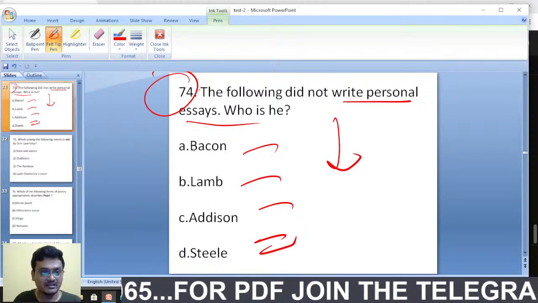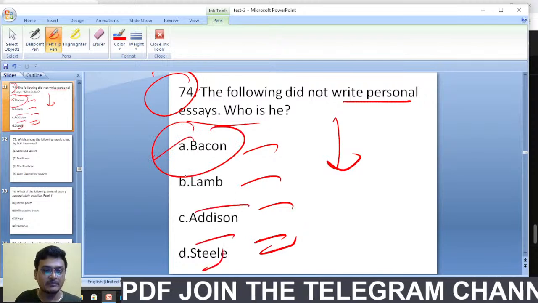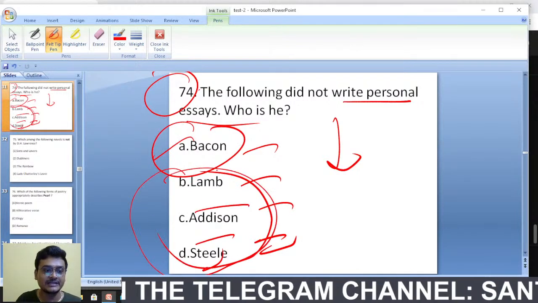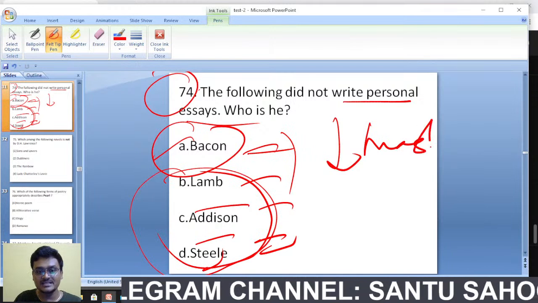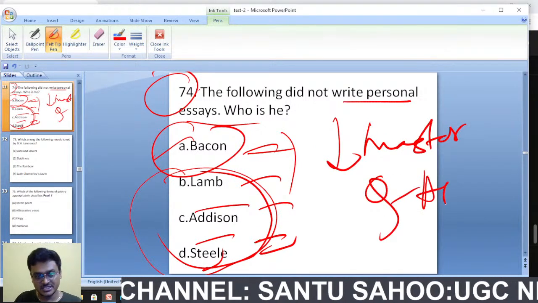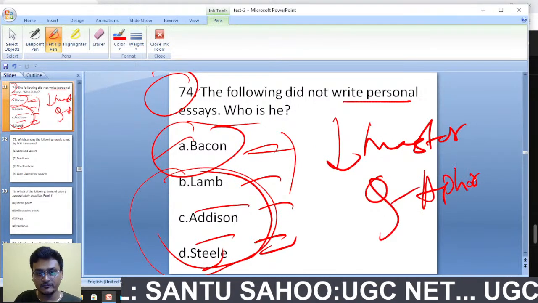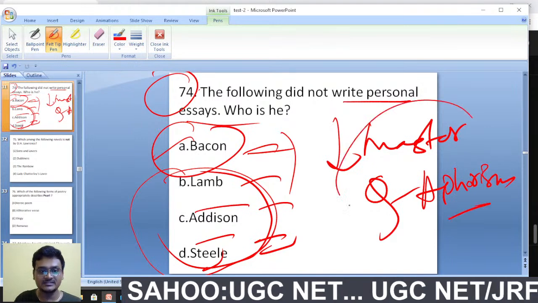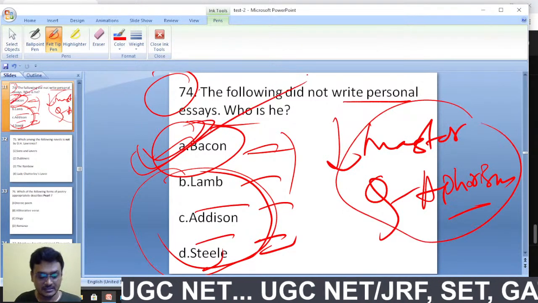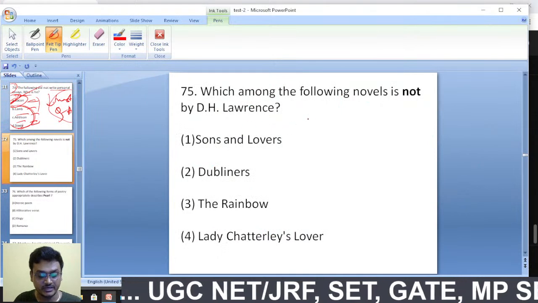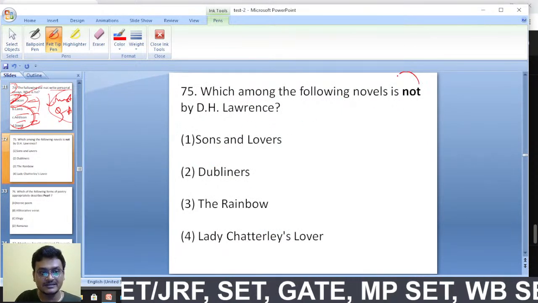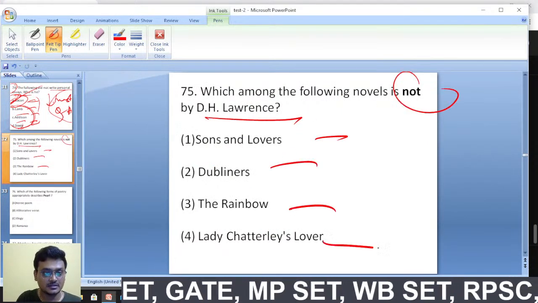Exactly. Bacon, Lamb, Addison, Steele have all written personal essays, whereas Bacon has not. Who is a master of aphorism? A concise aphorism. Master of aphorism here, Bacon is the right answer. Moving on to question number 75: which of the following novels is not by D.H. Lawrence? Easy one, chalo.